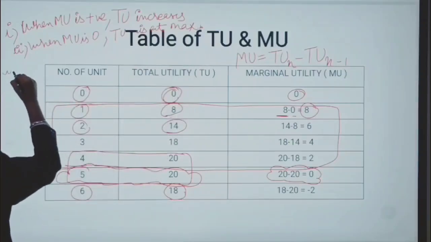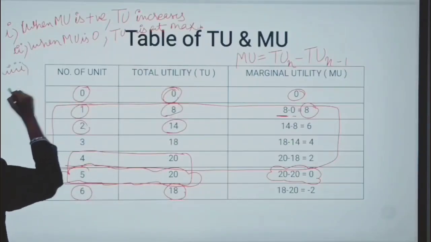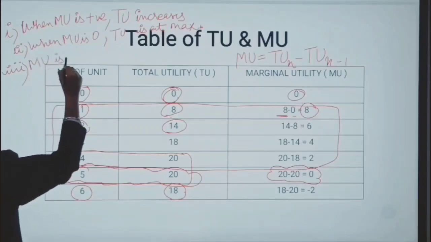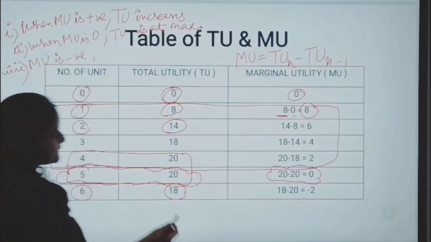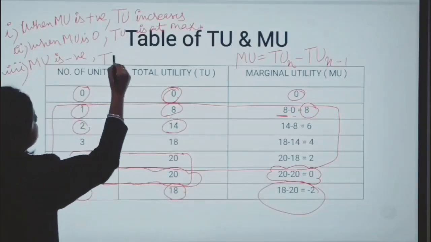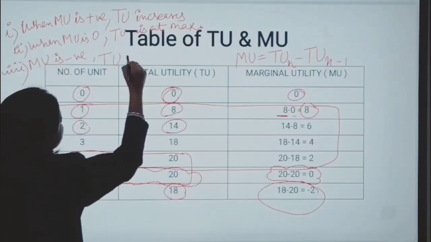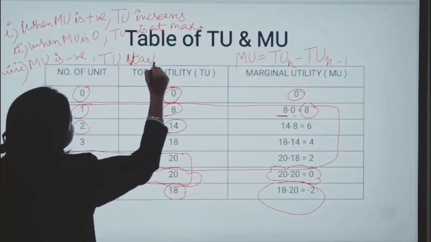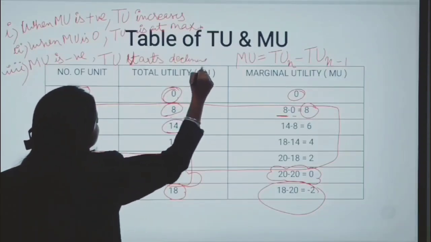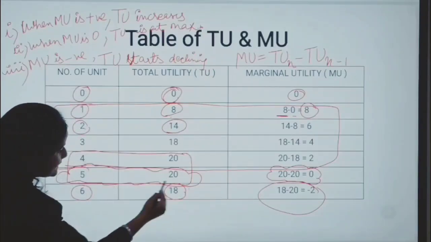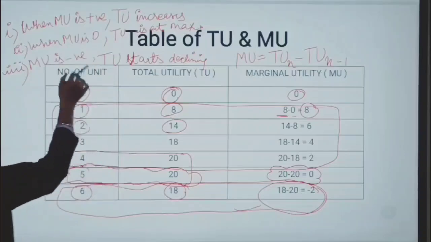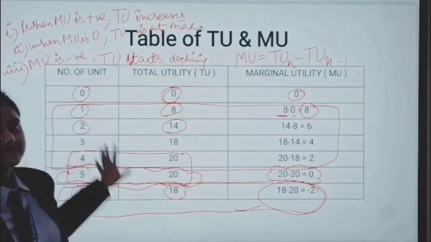Now the third relation is when MU is negative. Here you can see MU is negative, your TU starts declining. TU here starts declining. So these three are the main relations that we are concluding from this table.